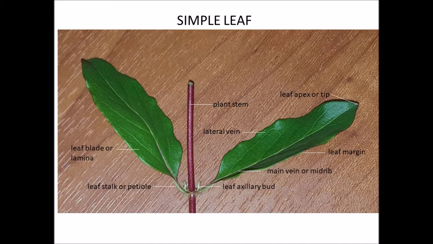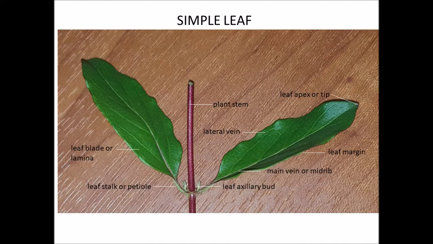The simple leaf structure is basically a single blade or lamina. You can see I've labeled all the parts of the plant. You have a main stem or plant stem from which the leaves are derived. There is a leaf stalk or petiole which attaches it to the stem. There's usually an axillary bud at the axis of the stem and the leaf stalk.